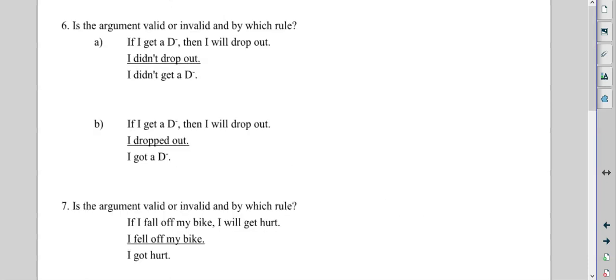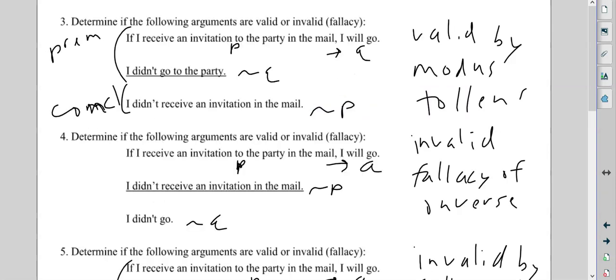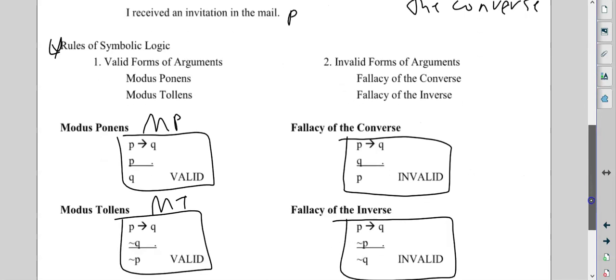So, number 6, yes or no? If I get a D, I will drop out. Okay. So now we've learned what the symbols are. That's P then Q. I didn't drop out. Okay. Dropping out is my Q. If I didn't drop out, that's not Q. I did not get a D. Again, getting a D is my P. That's not P. So all we do is look back and see which one matches.